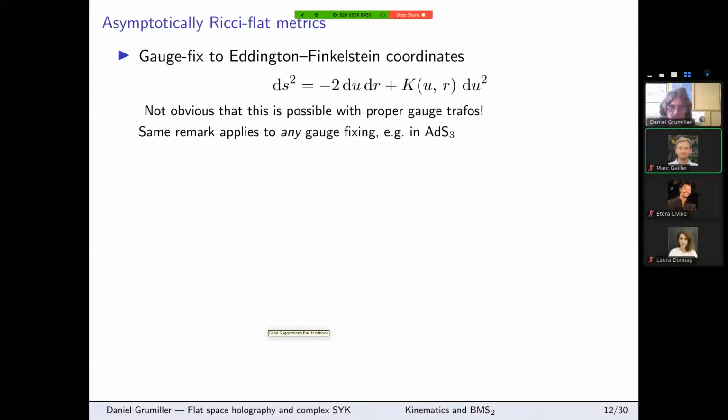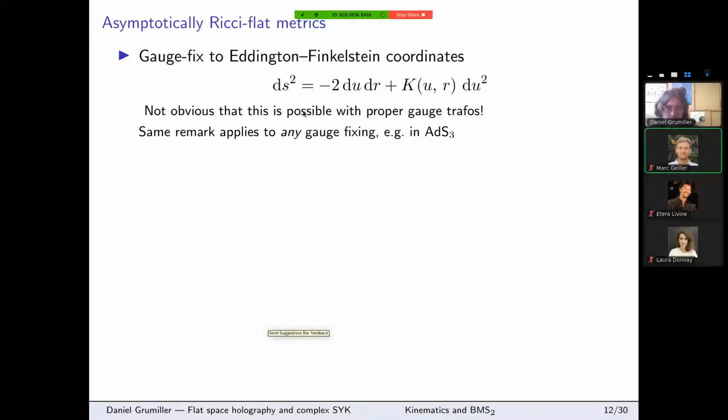So we're interested in 2 dimensions, which is very simple. There's only one scalar invariant that you can construct out of the Riemann tensor, namely the Ricci scalar. So we're interested in asymptotically Ricci flat metrics. One potential way to define asymptotic flatness locally is to demand that the Ricci scalar tends to 0 sufficiently fast in 2 dimensions. And I'm going to use a gauge fixing to Eddington-Finkelstein coordinates.